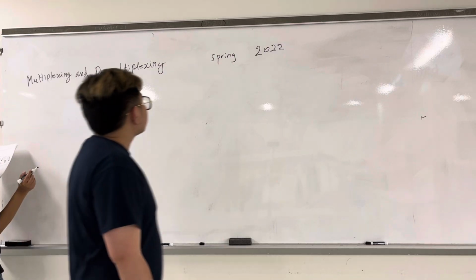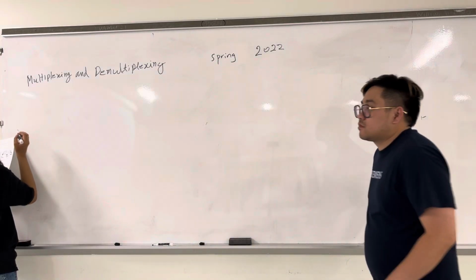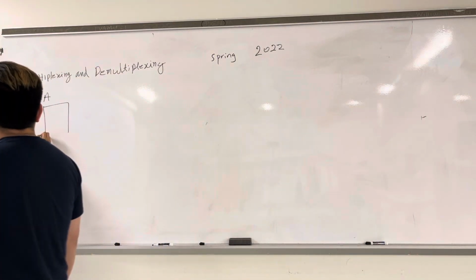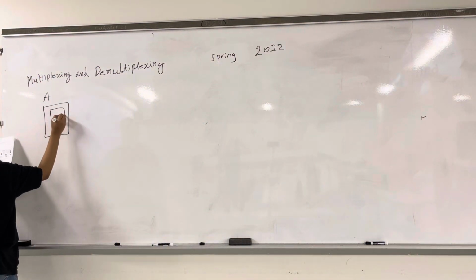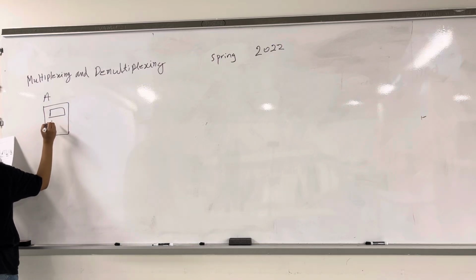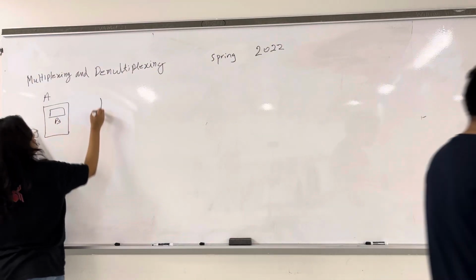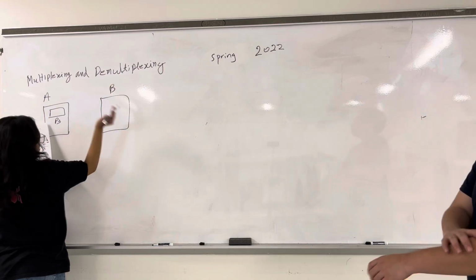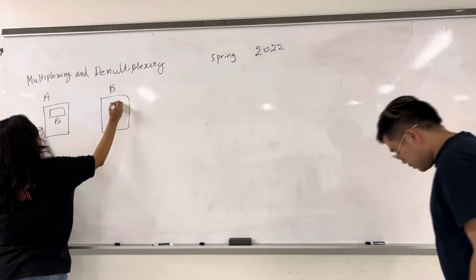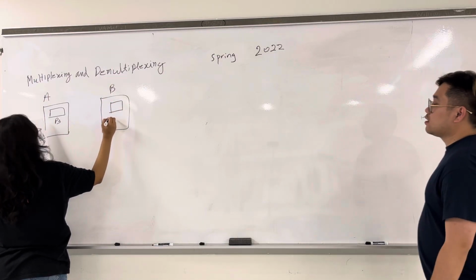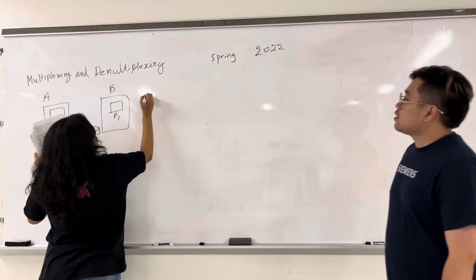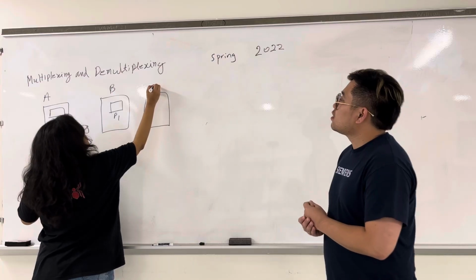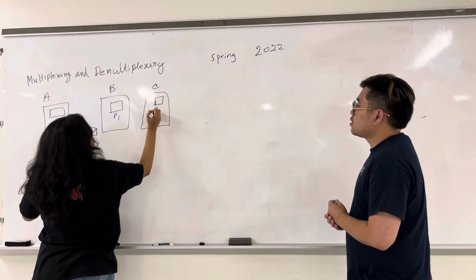So we have host A, which has a socket called P3. Then we have a server, whatever it is, B, which has a socket called P1. And this is C, which has a socket called P4.